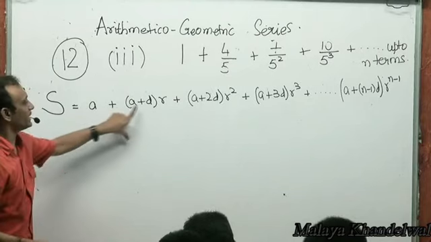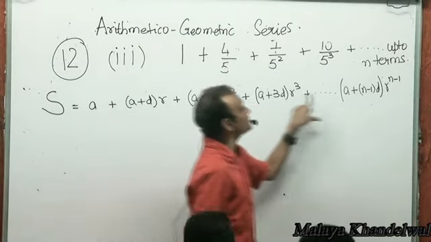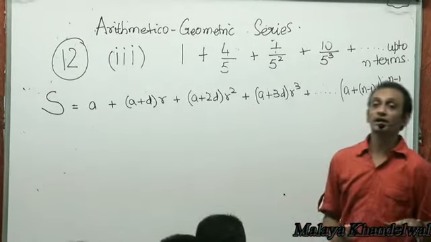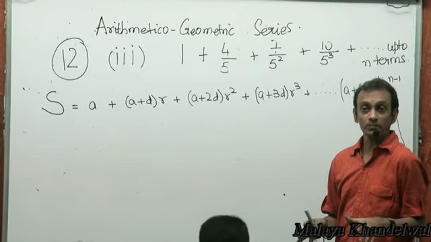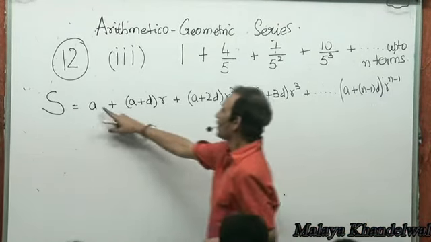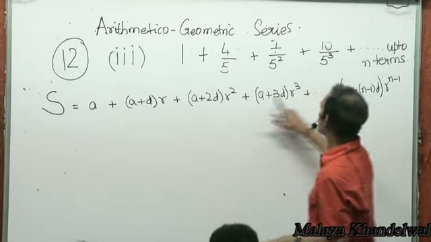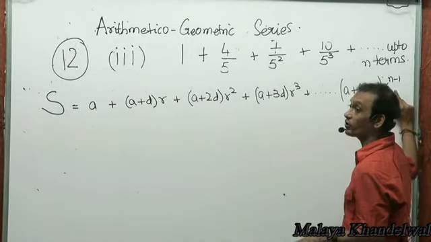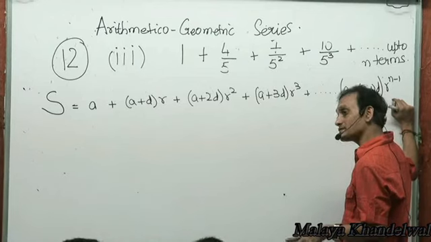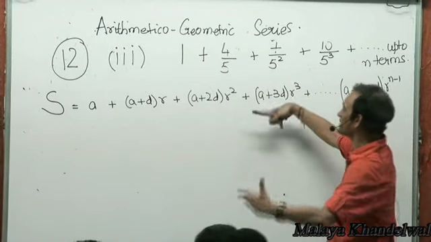See, A plus D, A plus 2D, A plus 3D, A plus n minus 1 into D, that constitutes an arithmetic progression, whereas R to power 0, R to power 1, R squared, R cubed, R to power n minus 1 will constitute a GP series, right? So this is of the same form.